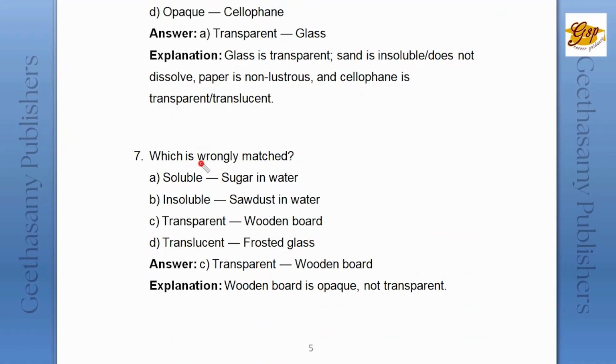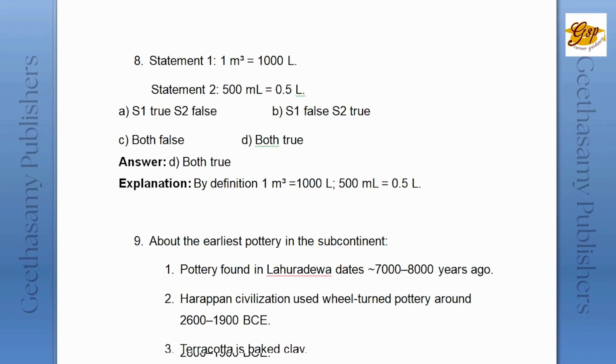Which is wrongly matched? Soluble, sugar in water. Insoluble, sand dust in water. Transparent, wood board. Translucent, frosted glass. So the answer is transparent, wooden board. Wooden boards are opaque, not transparent. That's the explanation. Fine, and the eighth question.